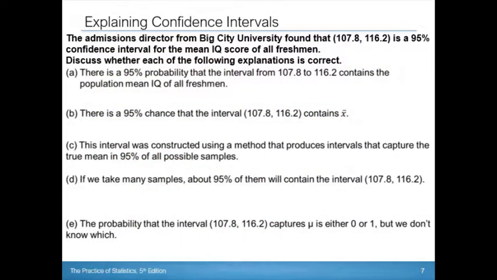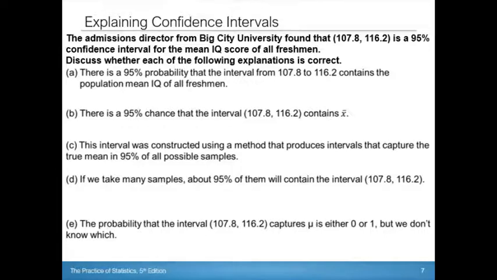All right, let's look at an example here. An admissions director from Big City University found that 107.8 to 116.2 is a 95% confidence interval for the mean IQ score for all freshmen at the university. All right, discuss whether each of the following explanations is correct. So we have A, B, C, D, and E. Some of them are correct, some of them are not correct. Read them and decide.